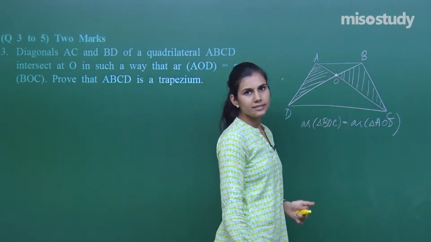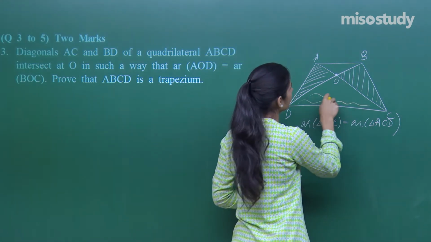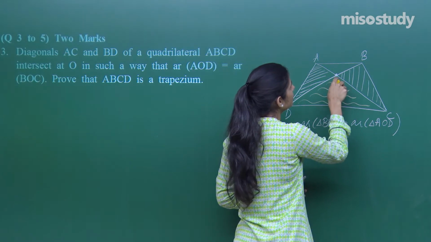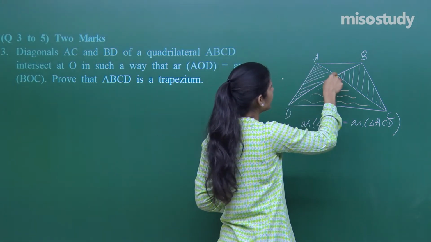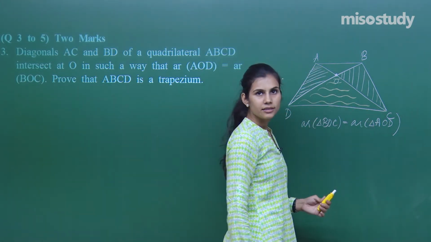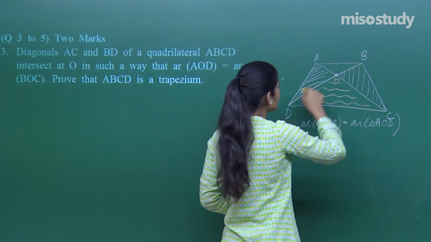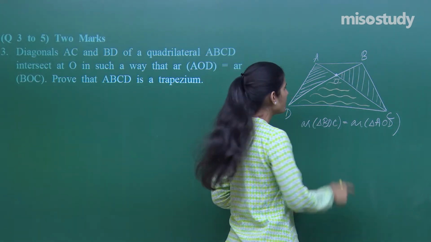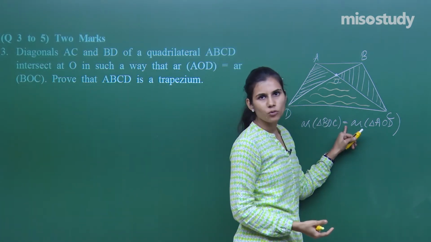If these two triangles have same area, and I add this triangle's area to them, what am I going to get? I will get area of triangle ADO plus area of triangle ODC will give me area of triangle ADC. And area of triangle BOC plus area of triangle ODC will give me area of triangle BDC. So I am adding the same triangle's area on both sides, so it will not disturb the equality.